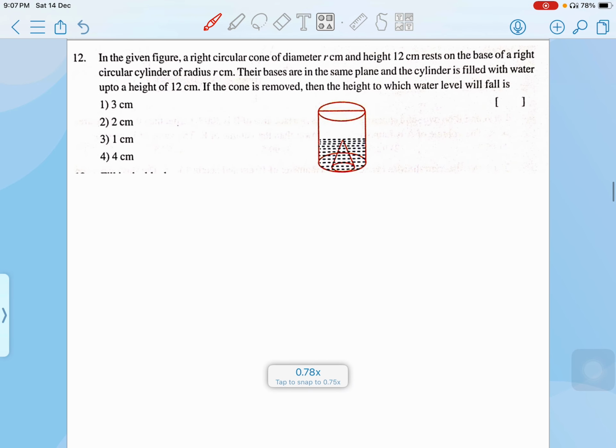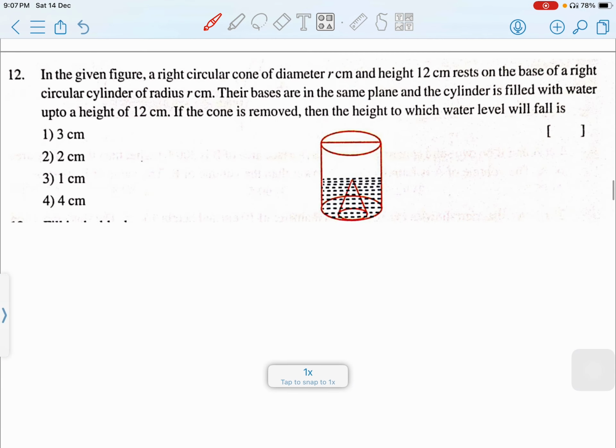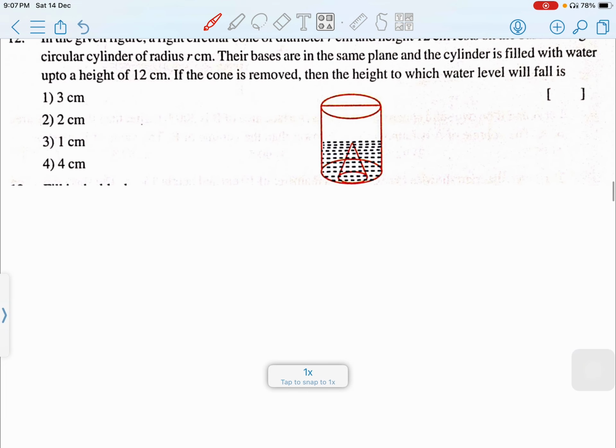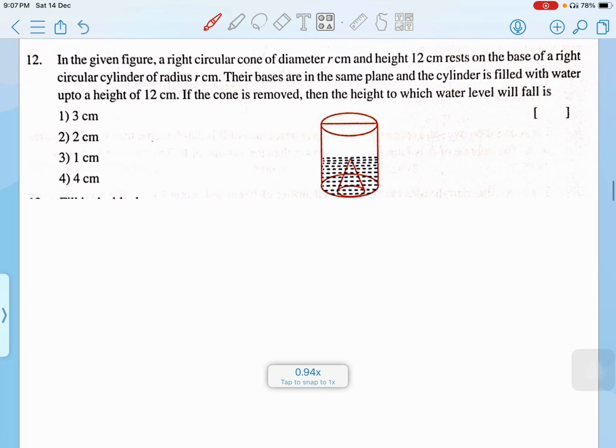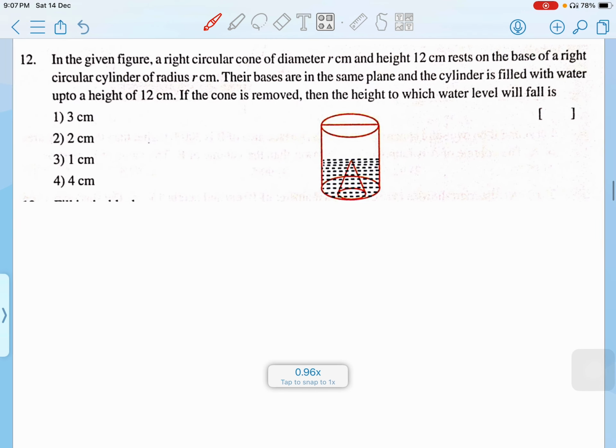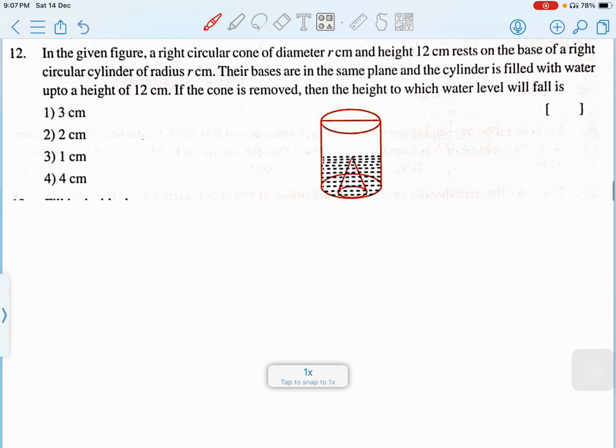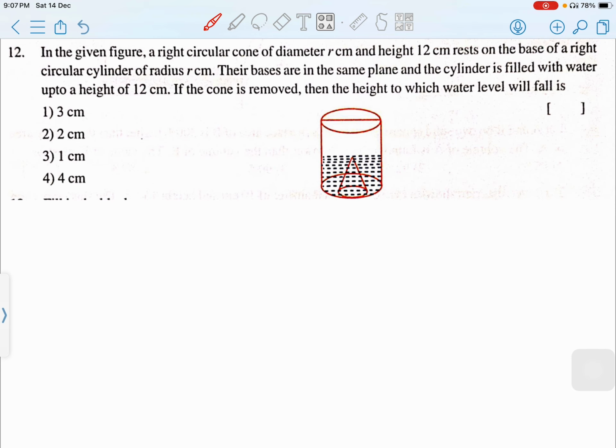12th one. In the given figure, a right circular cone of diameter r and height 12 centimeter rests on the base of a right circular cylinder of the same radius r. See, the thing is, first a circular cone is there; its diameter is r, full length is r. So for the cone, its diameter is r, its radius will be r by 2.